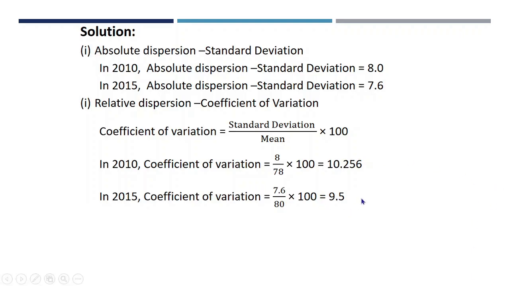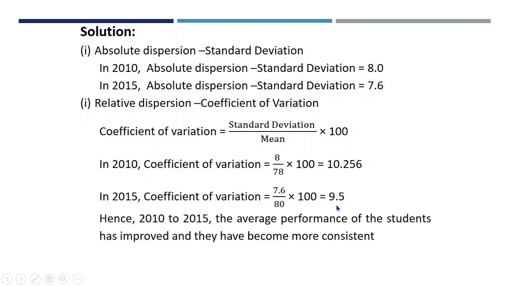Of these, the coefficient of variation is high in 2010, and a lower value of coefficient of variation means the series is more consistent. Hence, from 2010 to 2015, the average performance of the students has improved and they have become more consistent. That is given by the lower value of coefficient of variation.